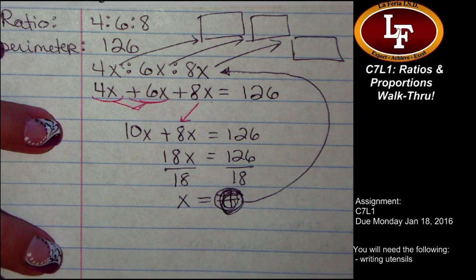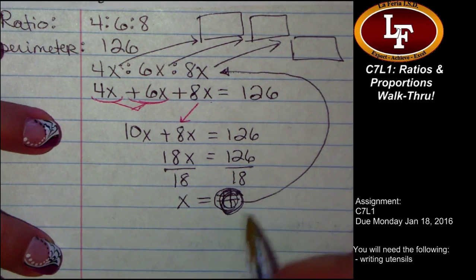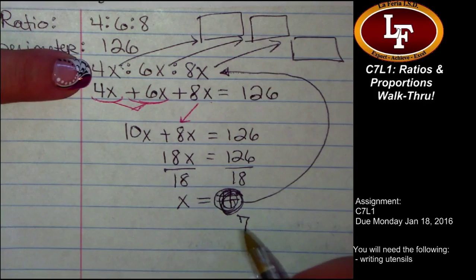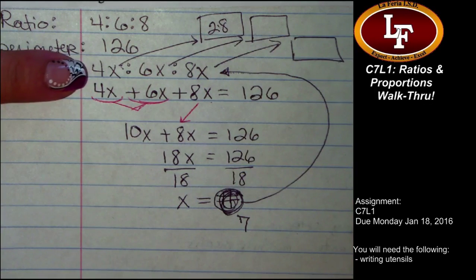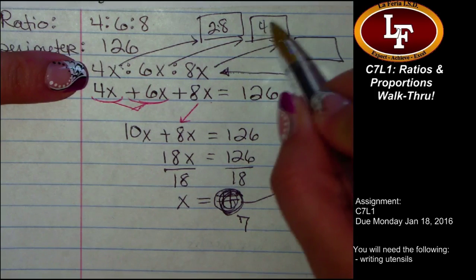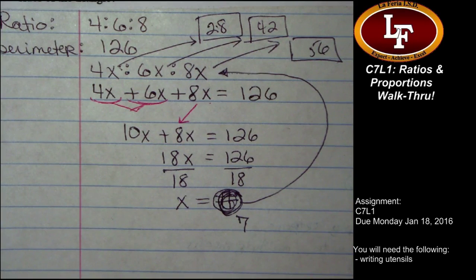I don't know what the random number is because I can't do 126 divided by 18 in my head. It's 7. Okay, I'll believe you. So 4 times 7 is? 28. Okay, and then 6 times 7. 42. Look at him, super fast. 8 times 7. 56. Yeah, bam.